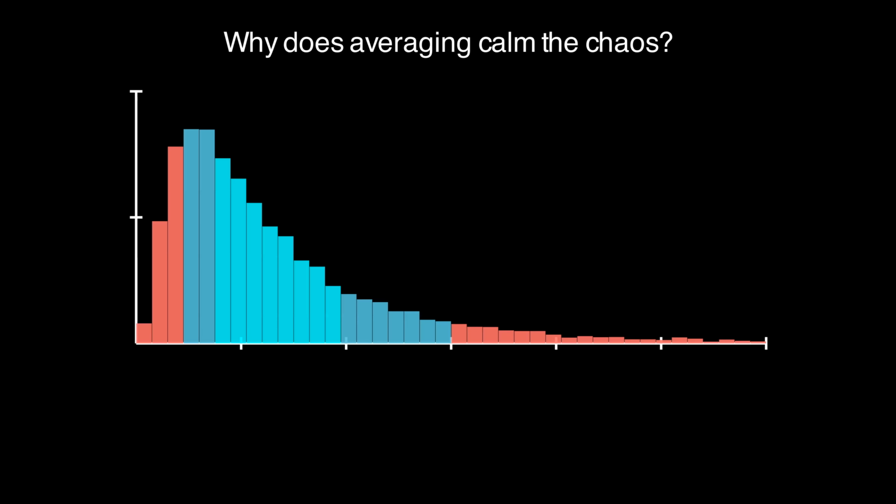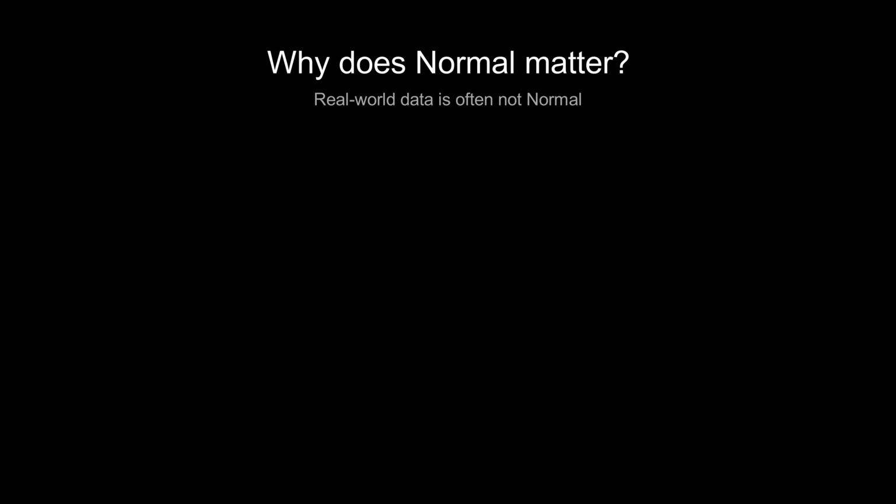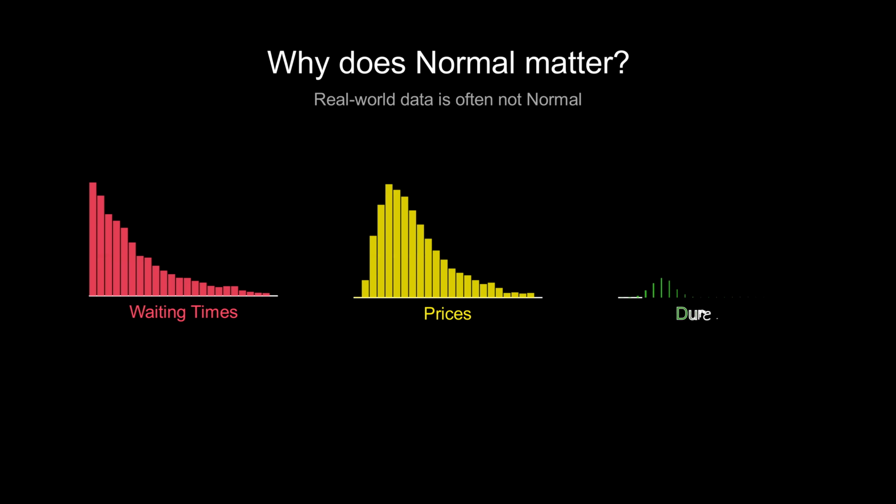So we understand the mechanism, but for your exams, why do we actually care? Real-world data is often not normal. Waiting times, prices, durations, they can be skewed or uneven. And it's not that we can't work with those shapes. We can, if we know the exact model. But each different shape needs its own assumptions, its own formulas, its own methods.